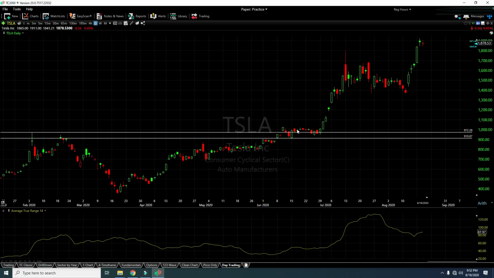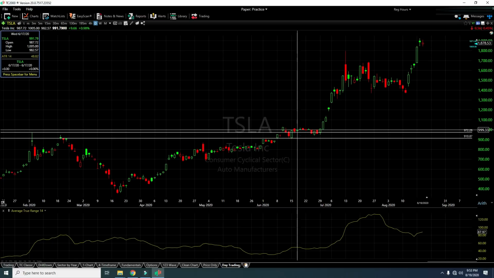If you miss this opportunity, you had several good opportunities to get back in. And if you notice, when support is marked as an area, it never broke through this area. If it had been a line, you would have been stopped out. Okay, the second step is waiting for the pullback. That's been completed. Then you could have entered the trade right here.